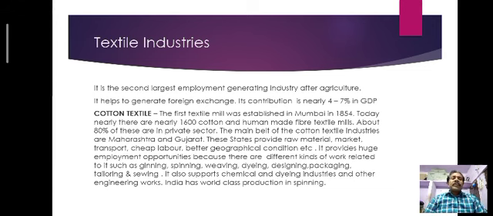The first cotton textile mill was established in Mumbai in the year 1854. Today, there are nearly 1600 cotton and human-made fiber textile mills. About 80% of these are in the private sector. The main belt of the cotton textile industries is Maharashtra and Gujarat. These are the two states where most of the mills are located.